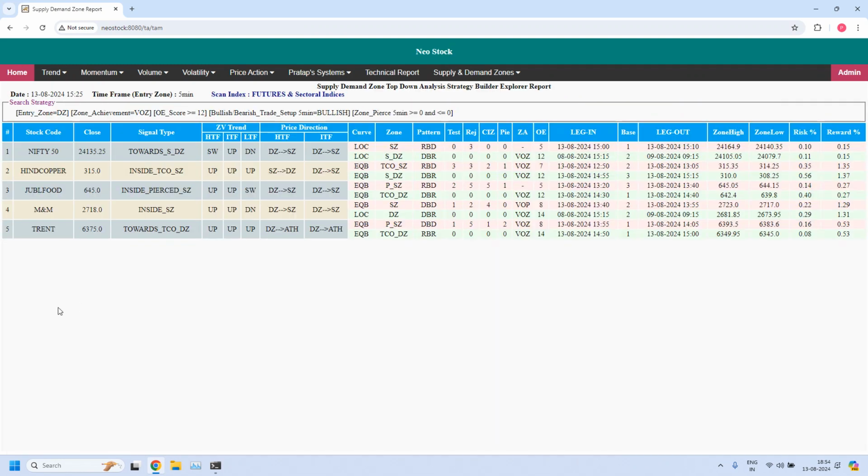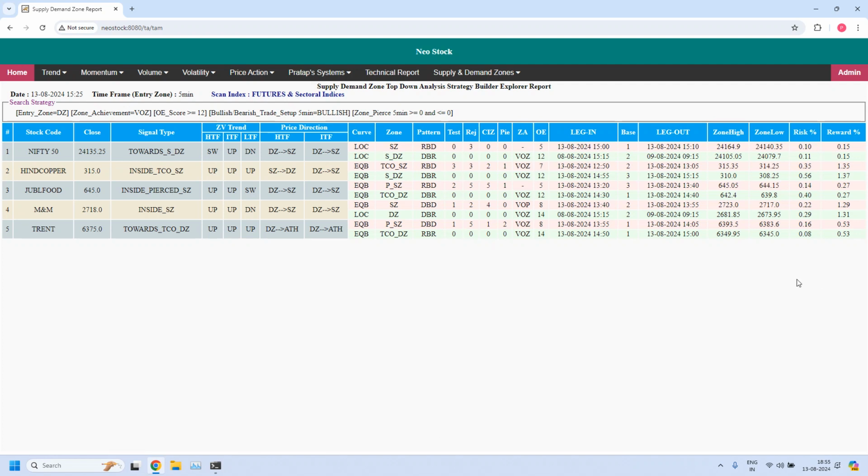All the 3 filters are applied to 5 minutes demand zone. Now we are filtering the stocks. So 5 stocks are filtered and they are supporting bullish trade setup for hourly income trade. Even Nifty 50 is also, this is also high liquidity zone, fresh zone. Good.